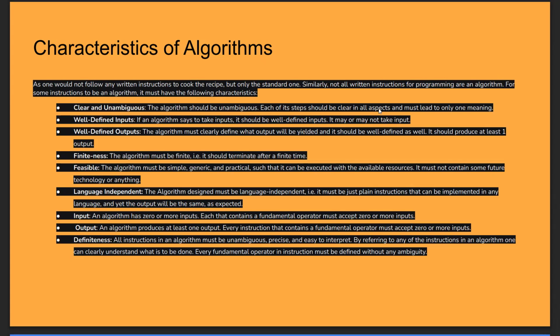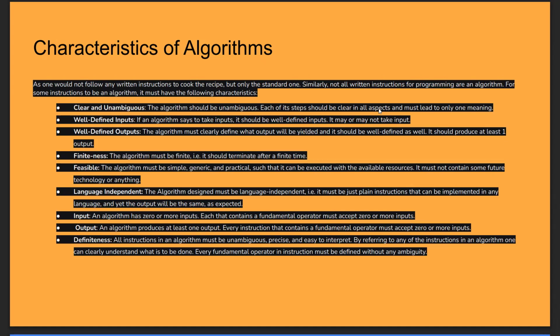Whatever output we get, the algorithm must clearly define what output exactly we will get, and it should be well defined as well. It should produce at least one output. Whatever input you are giving, it should give at least one output. Otherwise, there is no use of an algorithm. By applying an algorithm, at least we should get one output.